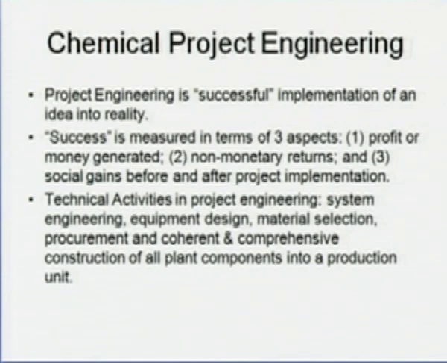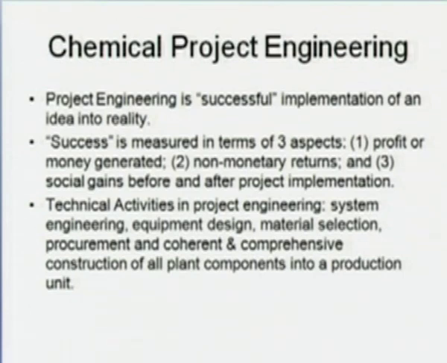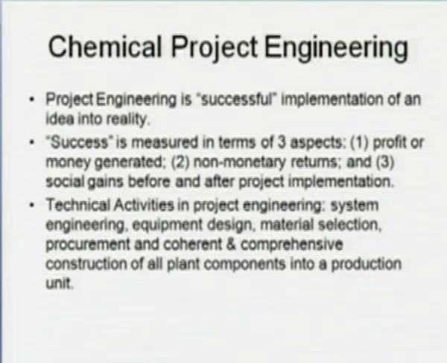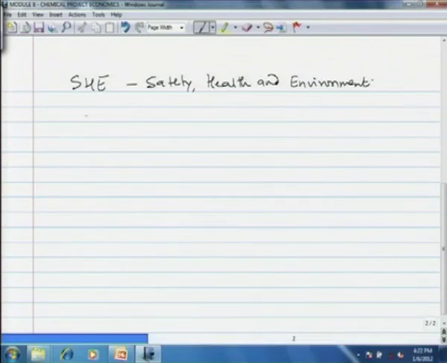When we say success, then obviously comes the question of what is defined as success. The success is measured in terms of three aspects. First, the profit or money that is generated. Second, the non-monetary returns. And third are the social gains that are obtained before and after project implementation. The technical activities in the project engineering are system engineering, equipment design, material selection, procurement and coherent and comprehensive construction of all plant components into a production unit. So, that point we note.